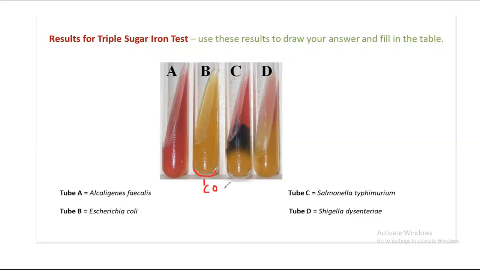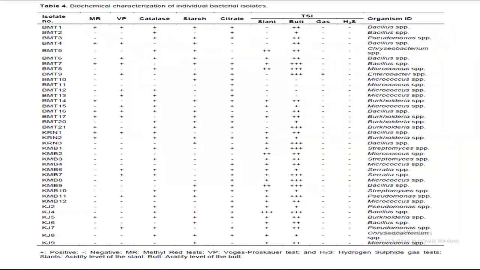If we look at test tube number C, it is Salmonella typhimurium. It has produced H2S, and it has also fermented the glucose, the sucrose and the dextrose. So we can say that it is Salmonella typhimurium. And if we look at tube D, tube D has only fermented glucose, or simply dextrose. So this was the case that it has only fermented the dextrose. This is the result.